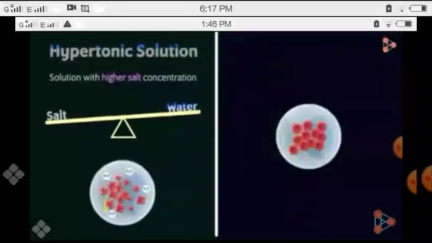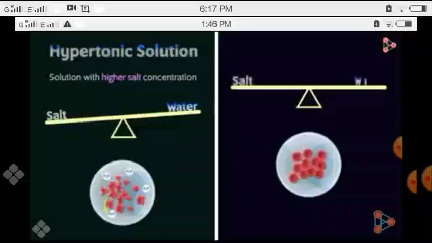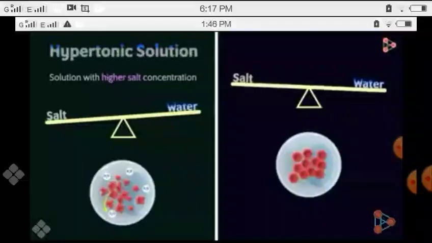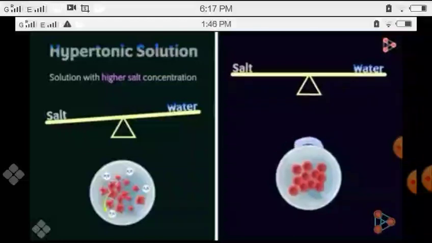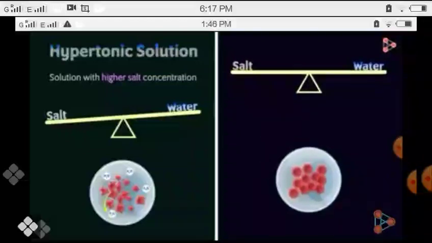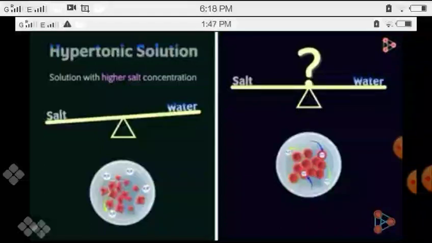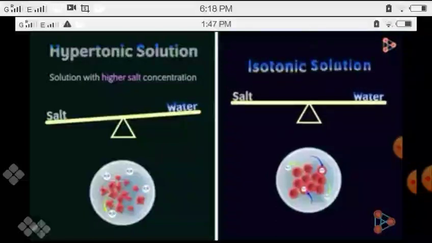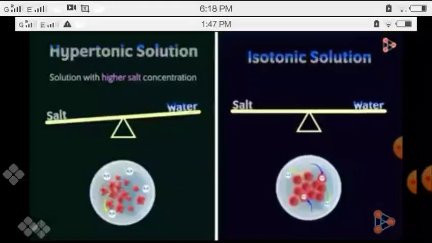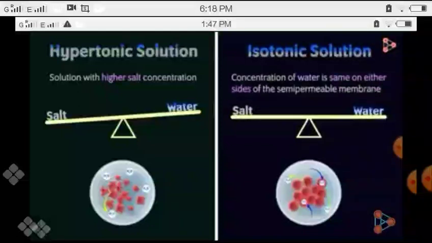Now let's have a look at the second case. Here, the level of salt and water seems to be the same on either side of the cell membranes, that is, both within and outside the cell. Therefore, there was a balance in the movement of water. What do we understand by this? It means that the movement of water was the same in either direction. As a result, the size of the cell did not change. It remained the same. Do you know what such a solution is called? It's called an isotonic solution. The two solutions are isotonic when the concentration of water is the same on either side of the semi-permeable membrane.